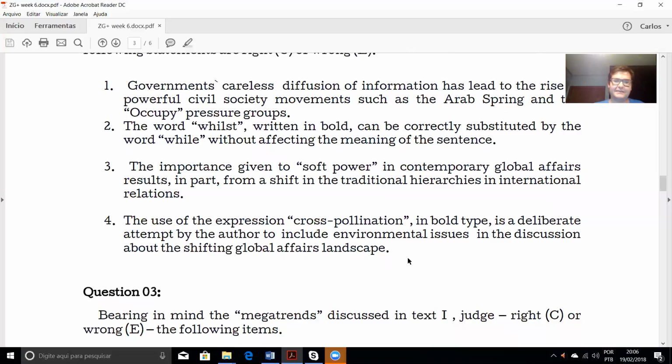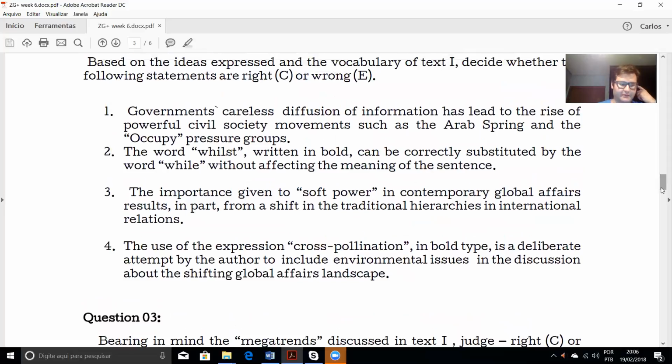The author is not attempting to include environmental issues in the discussion by using a metaphorical expression used for plants, okay? He's trying to give you the idea that in the digital age of flowing information, of different ideas coming together, something new might grow. Okay, new ideas, or it is easier for new ideas to grow. Okay, so recapping question number 2. Item number 1, wrong. Item number 2, right. Item number 3, right. Item number 4, incorrect.